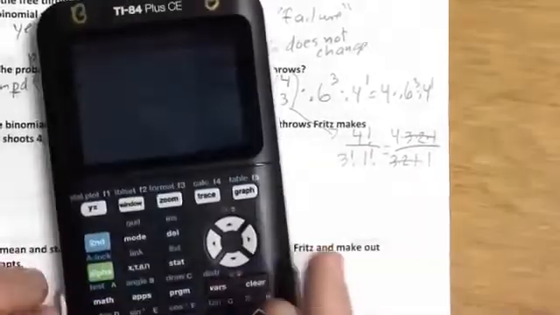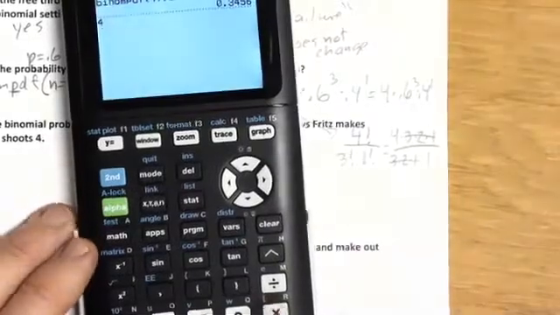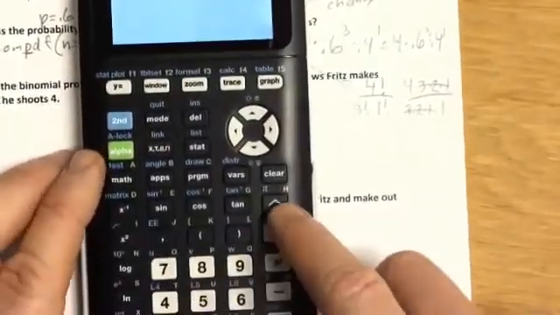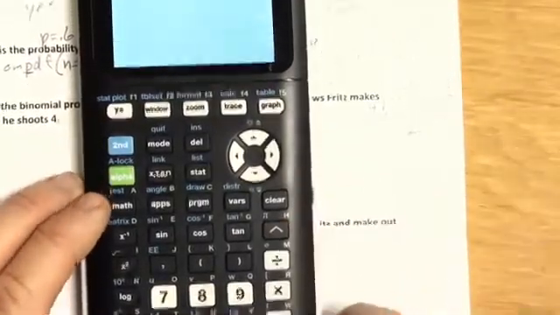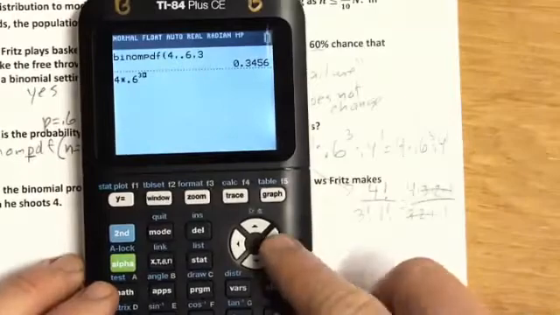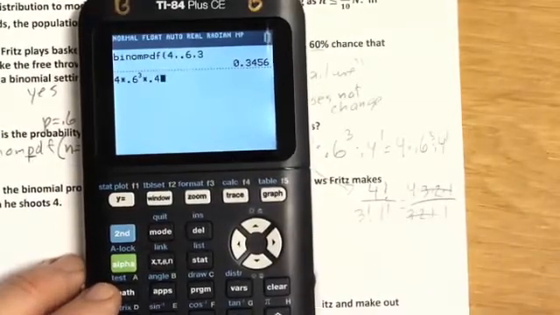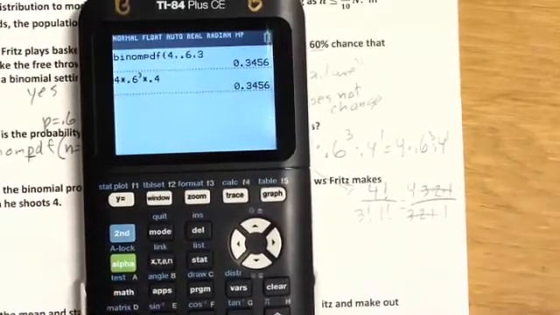And so let's see what that is. So that is going to be 4 times 0.6, and I'm going to raise that thing to the third power. That's the raise to the exponent button, raise to the third power, and then right arrow over, and then go times 0.4 to the first power. And so that's that. And so that is how you do that.